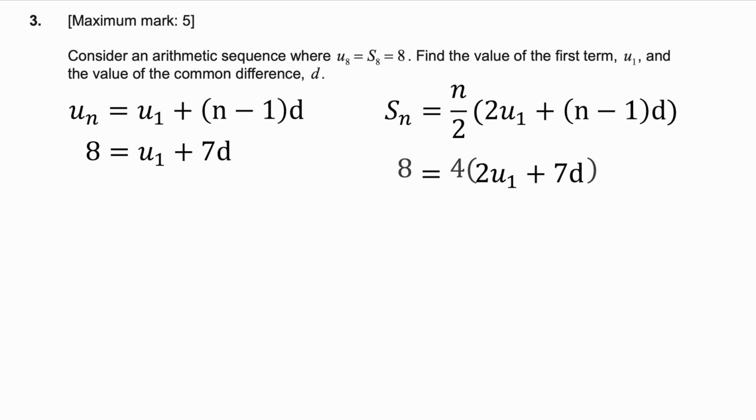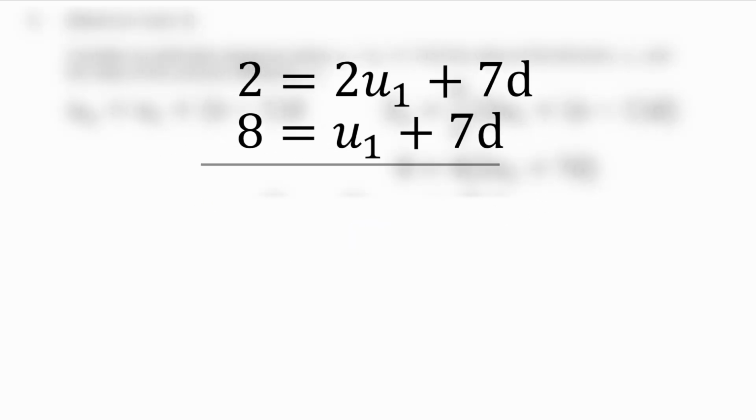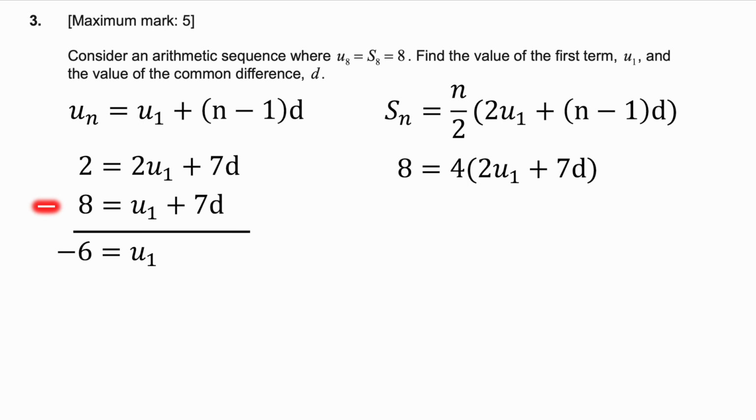We can divide by 4 on the second one to get rid of the times by 4, and we've got two simultaneous equations here. And it's quite nice that they've both got 7d and 7d, because that's going to simplify them very easily. We're going to set them on top of each other, and we're going to subtract. 2 minus 8 is minus 6. 2u1 minus u1 is just 1u1, or u1. And then 7d minus 7d disappears. We've got minus 6 is equal to u1. Very nice. We've already found the value of the first term.